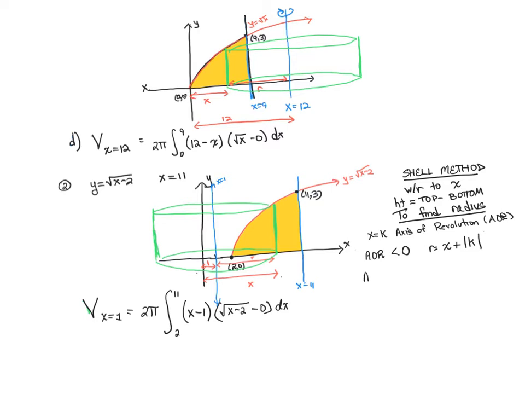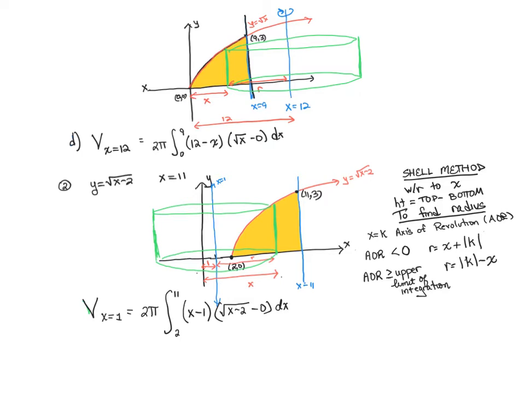If the axis of revolution is on the right of the region, we could just say greater than or equal to the upper limit of integration, then the radius is equal to the absolute value of k minus x. And we can see that in part D, where the axis of revolution was 12 or 9, we saw that the radius was the absolute value of 12 or the absolute value of 9 minus x.